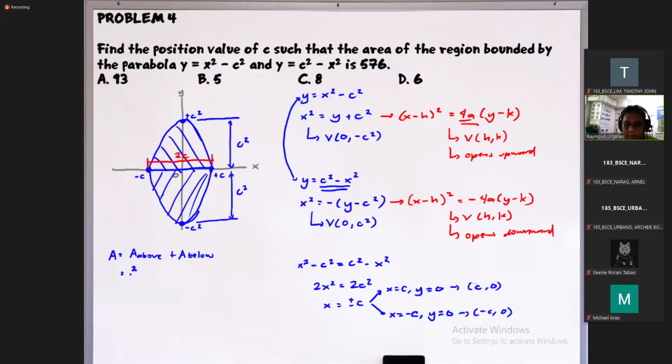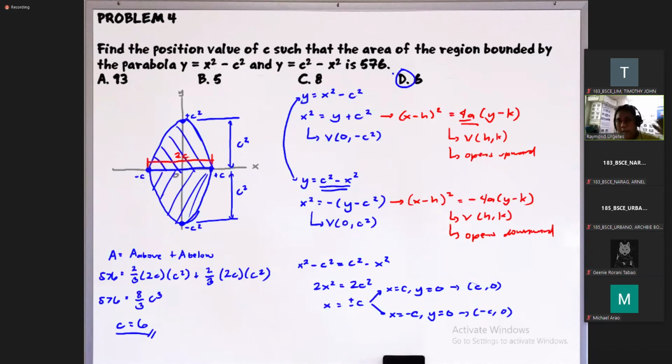Diba? So then this will be given by 2/3. So ano yung base nung nasa taas? 2c. So ano yung height nung nasa taas? C squared. Plus 2/3. So dun sa nasa baba naman, ang base ay 2c. Ang height naman niya ay c squared. No? So again, the total area is 576. Diba? So simplifying, this is 2/3 times 2 is 4/3 plus 4/3, that's 8/3, so then c cubed. Diba? So then solving for c, this will just be 576 times 3 divided by 8, then cube root. No? So you will get c is equal to 6. Diba? So again, direct formula lang yung ginamit natin.